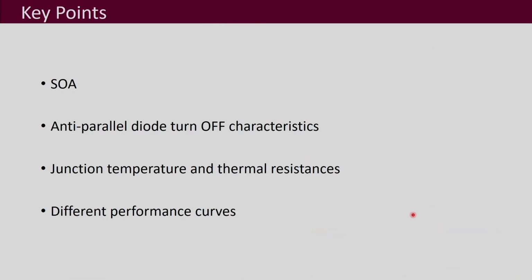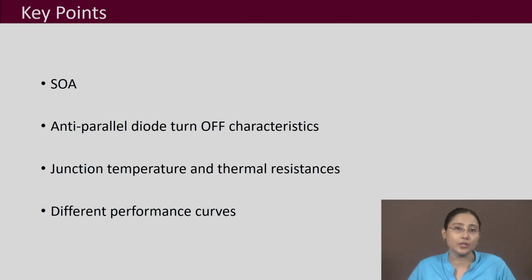So, what are the key points of this lecture? One of the important curves in the data sheets is the SOA, safe operating area, and unlike MOSFET, your IGBT has different types of SOA. One is your normal SOA, which is also called FBSOA, and another one is only during turn off, which is RBSOA, reverse bias SOA, and sometimes your short circuit SOA may also be given.